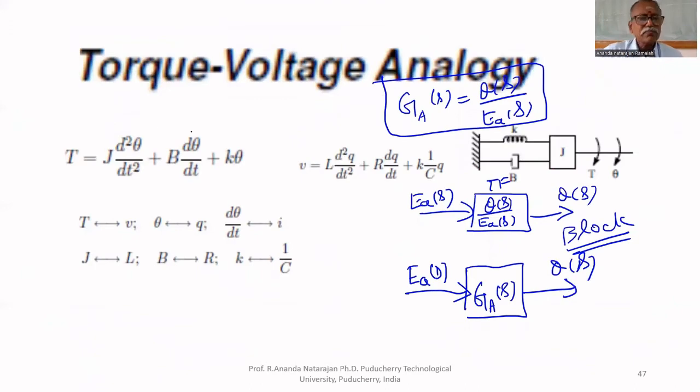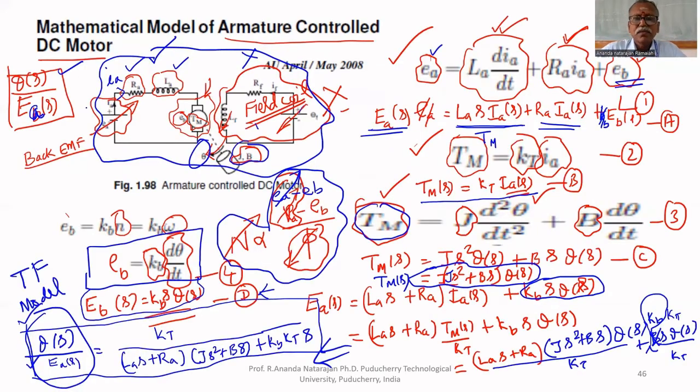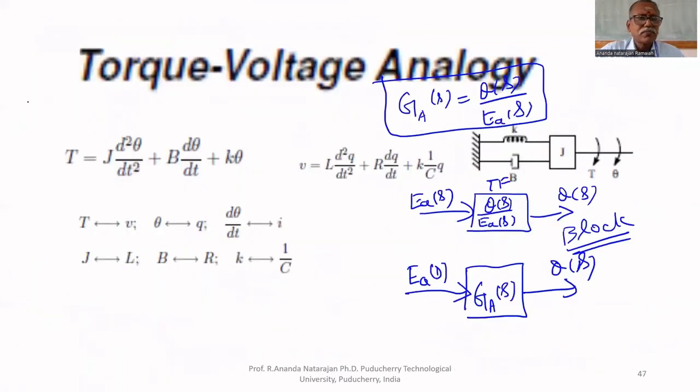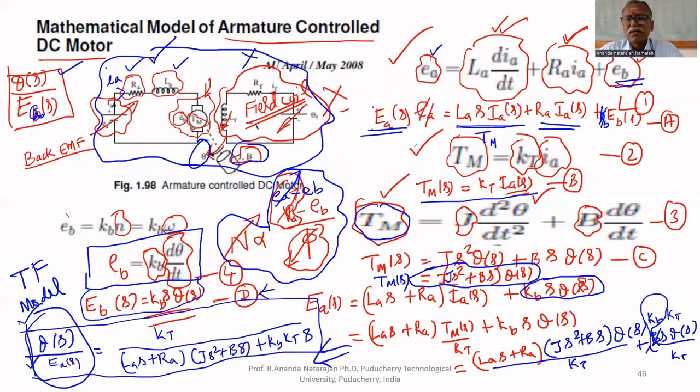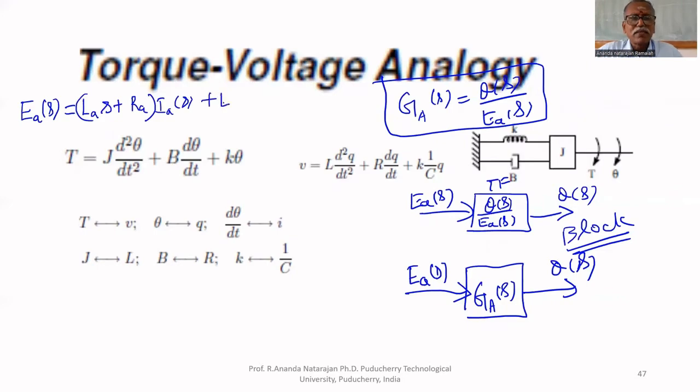Now, what is the first equation? The first equation is EA of S equal to LA S plus RA, IA of S. Am I correct? Plus EB of S.